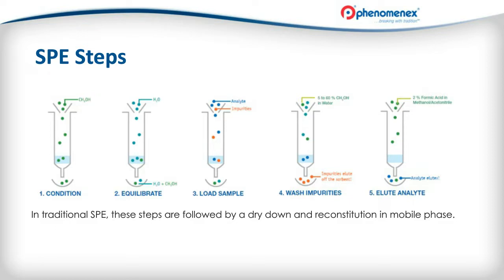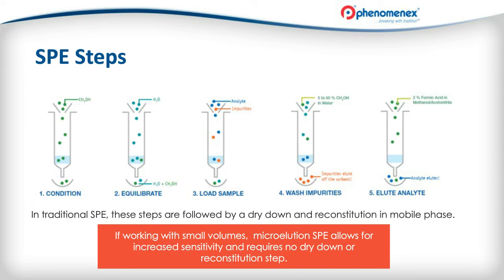If you're really interested in bypassing the dry down and reconstitution step altogether, there is a micro-elution format SPE, which effectively uses miniature SPE, so very, very small frits, very, very small sorbent bed mass, which allows you to elute off with such a small amount of organic solvent that you don't have to dry down and reconstitute to achieve that 10x concentration that you would have to do via traditional SPE.